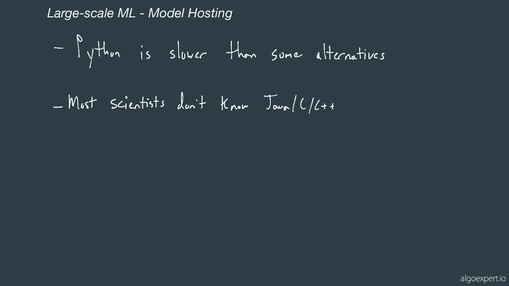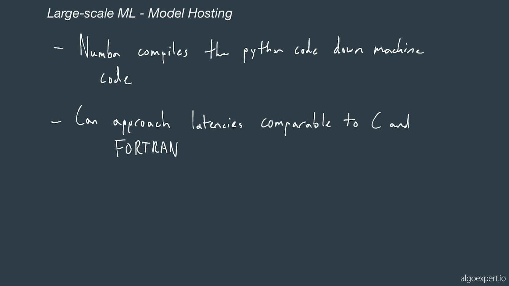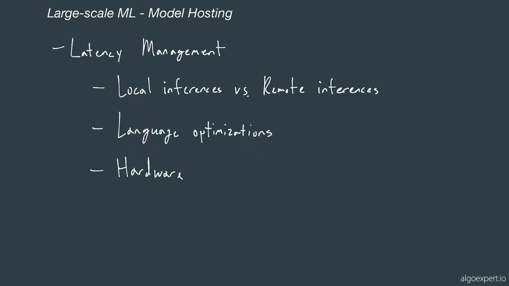So there is a tool out there which is a just-in-time compiler called Numba. Numba compiles the Python code down to machine code, and it can approach latencies comparable to C and Fortran. Now, after we've taken care of the language optimizations, we need to look into which hardware we need.